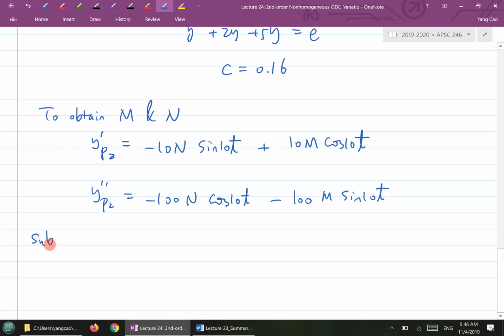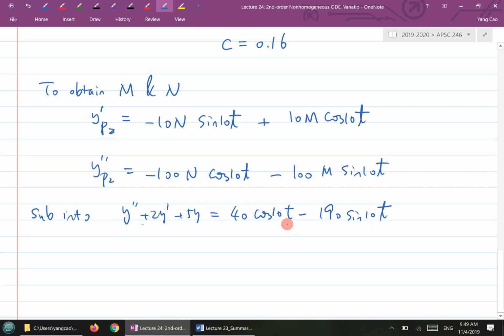And this time we're going to substitute into y double prime plus 2y prime plus 5y equal to 40 cosine 10t minus 190 sine 10t. So this is separate. We're not considering the exponential. We're only considering the m and n, which is part of the sinusoidal, right? So we only consider this one here. It's like you're solving two separate, basically, first or second order ODEs.